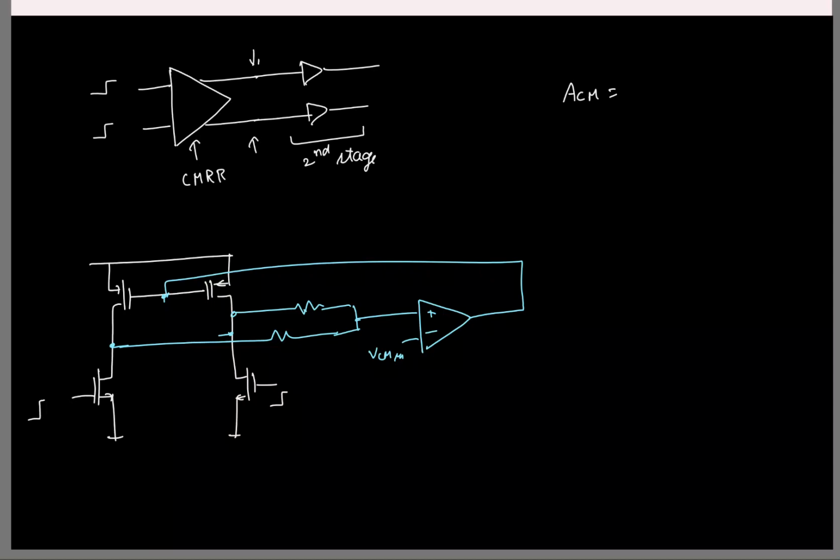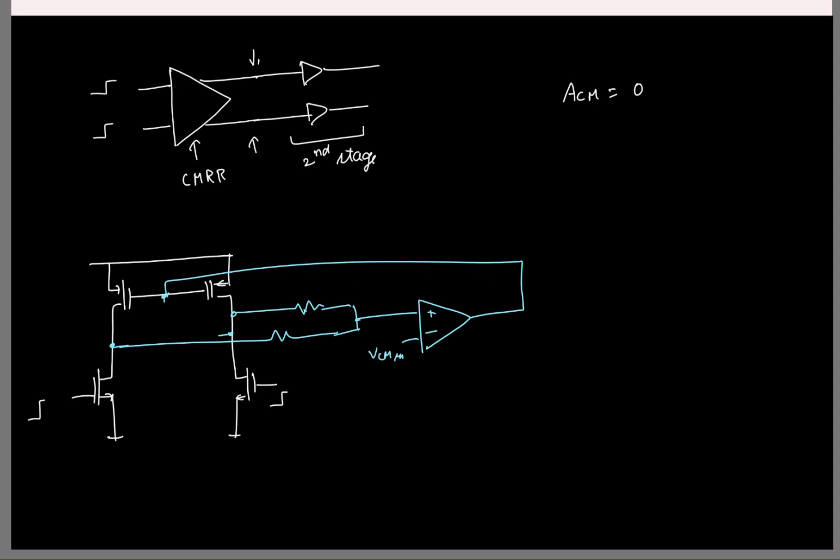Zero, right? I am applying a common mode step, but I find that my output common mode is not changing and it is set to this value of VCM ref. Okay, so here you see that the common mode gain becomes 0. That is because of this negative feedback loop, which is separately trying to make sure that the common mode is not changing. Okay, so the way it is doing is it is trying to make sure that the output impedance in the common mode half circuit is very small.